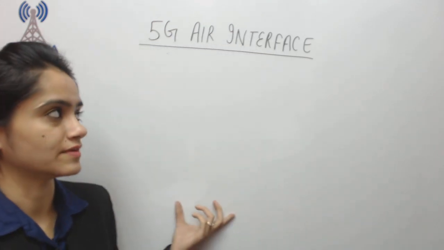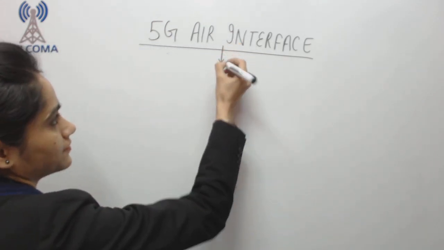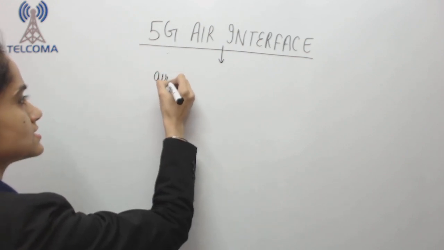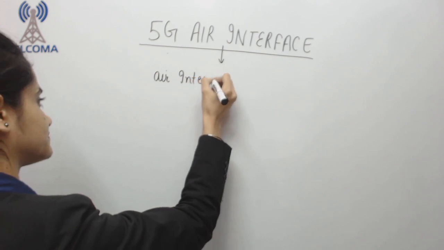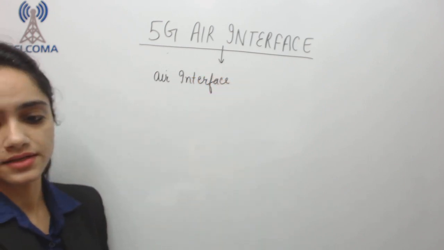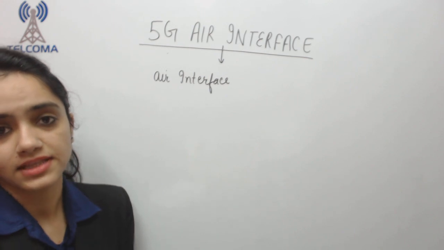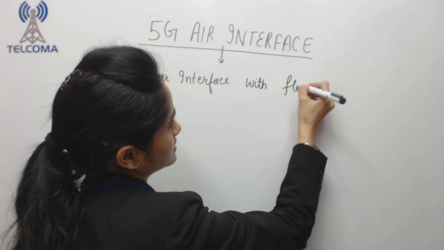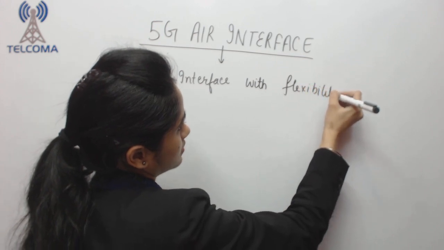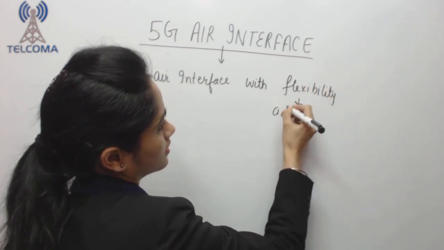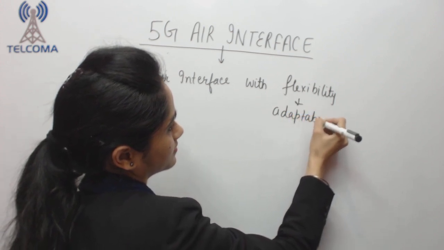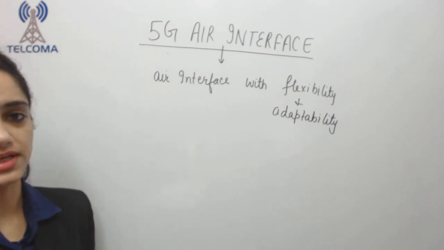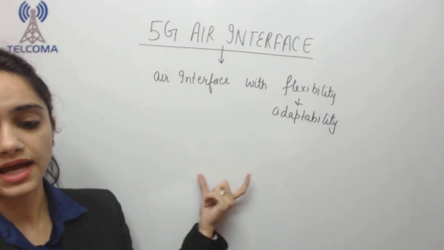Discuss the air interface. Now, what about the air interface that we demand in the 5th generation as per the requirement? We demand that this air interface should be very much flexible, with flexibility and adaptability. It should be flexible and adaptive in nature. So the air interface should be flexible and adaptive.